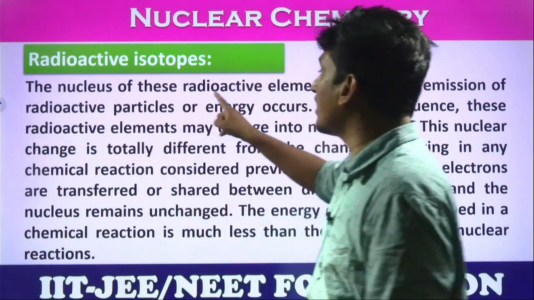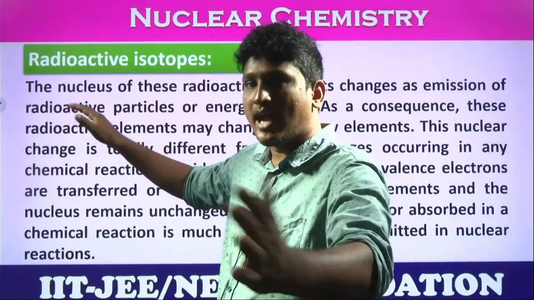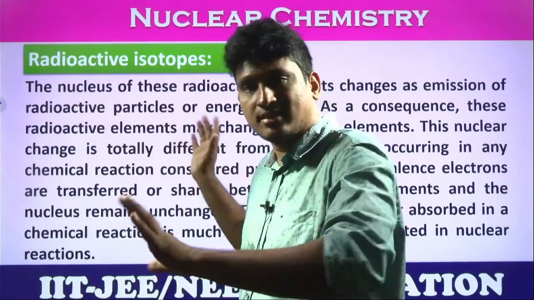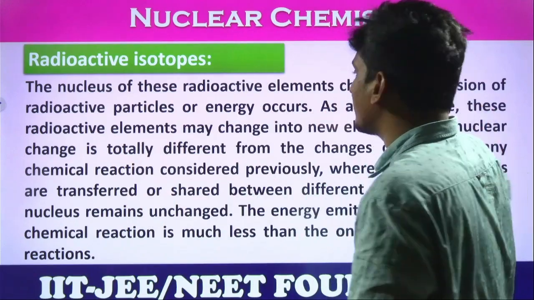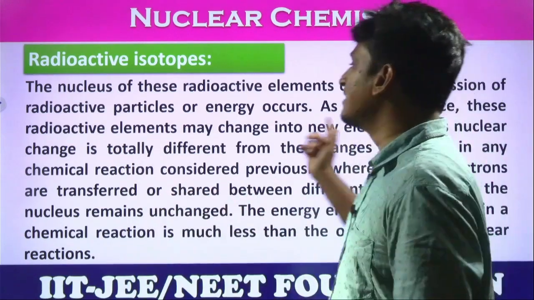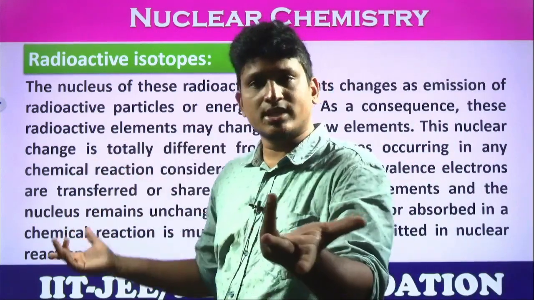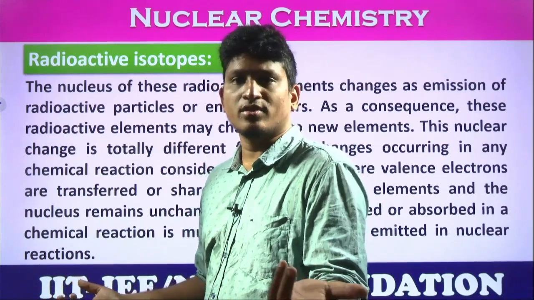So the nucleus of these radioactive elements changes as radioactive particles are emitted. What are these radioactive particles? In the coming discussion in this chapter we will discuss. Or energy occurs. As a consequence, these radioactive elements may change into new elements. This nuclear change is a nuclear change only, students. From where are these particles changing? From the nucleus only, protons and neutrons.